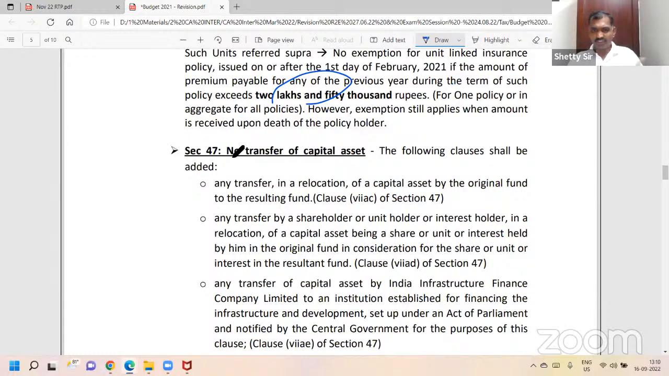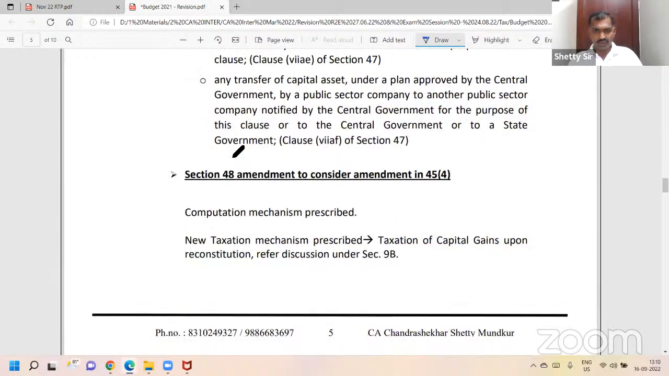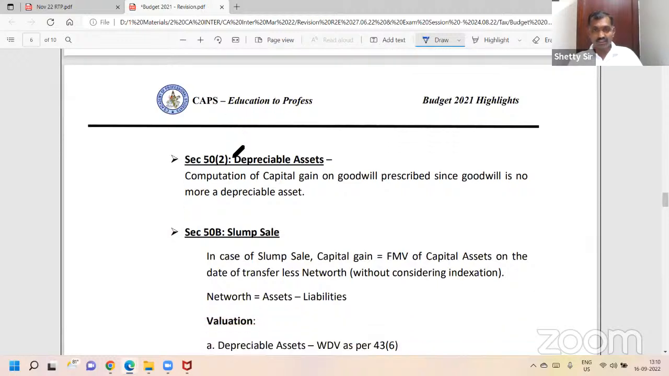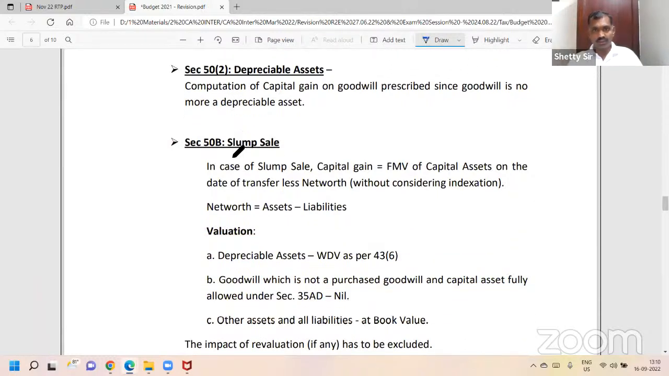Next, transfer: some more definitions have been added. Depreciable asset, again repetition. Slump sale, I told you, is important. Slump sale: fair market value or actual sale value, whichever is higher, minus net worth is the capital gain. And last class we discussed that net worth is equal to assets minus liabilities.